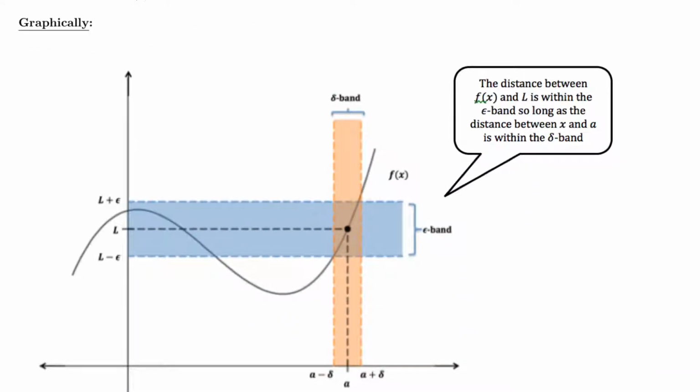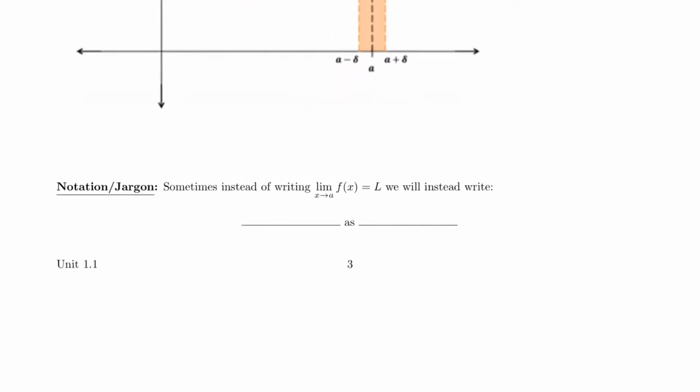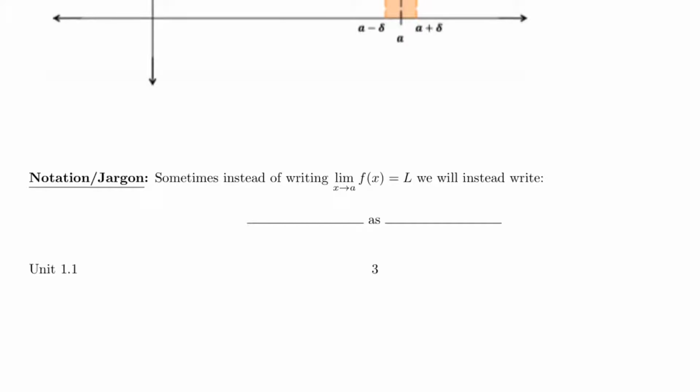So once again, I'm not going to talk about this delta epsilon band thing. If you're really into it, you can go look that up. So sometimes instead of writing this, and very rarely, most of the time we are writing this, but sometimes instead of writing that, we could say that f of x approaches L. So this little arrow, we say the word approaches, as x approaches a.